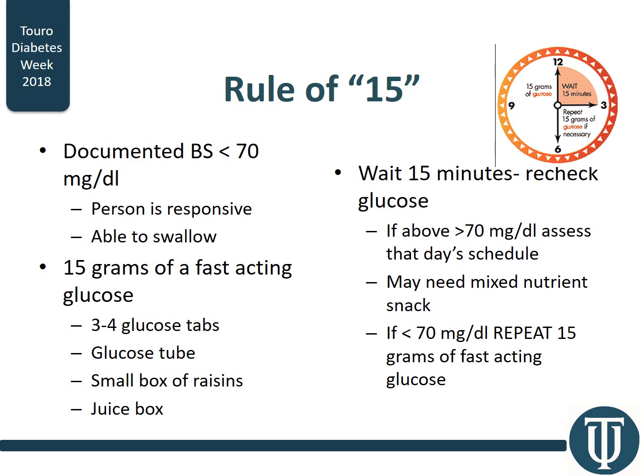So the rule of 15s, again: documented glucose less than 70, the person is responsive, they're able to take care of themselves. We want them to take 15 grams of a fast-acting glucose, something like glucose tablets, glucose gel, a small box of raisins, a small juice box, but it should be something that is pure glucose. Often you'll see people want to take peanut butter crackers or a peanut butter and jelly sandwich, and while these have substantial carb amounts, the protein and the fat will actually make it longer before the glucose can respond. So the first treatment should be pure glucose.